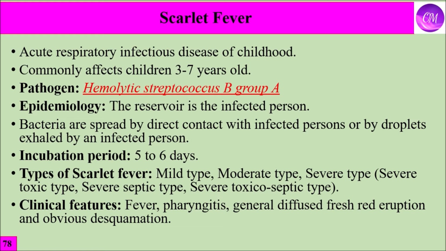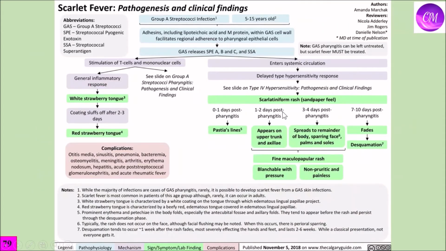And there are types of scarlet fever: mild type, moderate type, severe type. The severe type also has some subtypes, the severe toxic type, severe septic type, and severe toxicoseptic type. Clinical features are fever, pharyngitis, a general diffuse bright red eruption, and abundant desquamation.